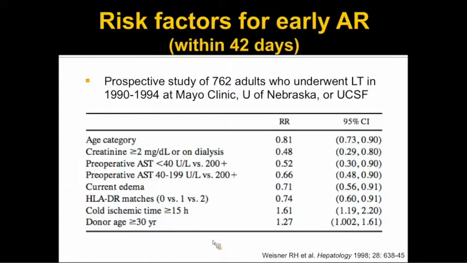So they were immunosuppressed for the most part with azathioprine and cyclosporine. And there's a number of different risk factors that they found to be associated with the risk of early acute rejection, which in this study was defined as within 42 days. Now I think we usually sort of think of it more in terms of a 3-month cutoff, but that's quite variable between studies as well.